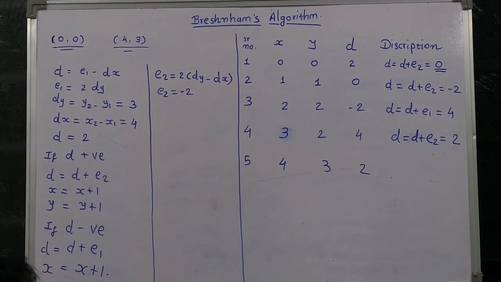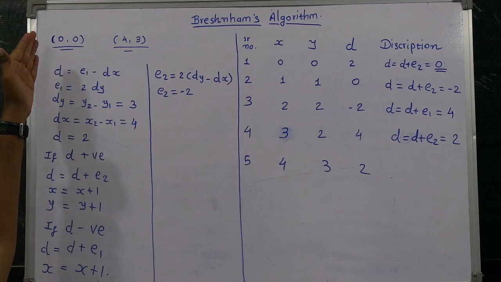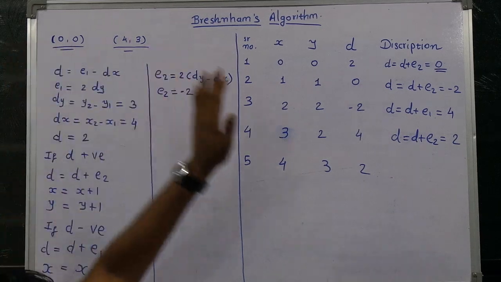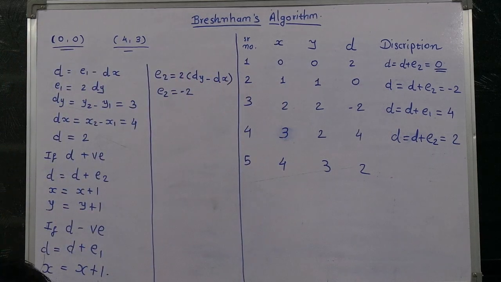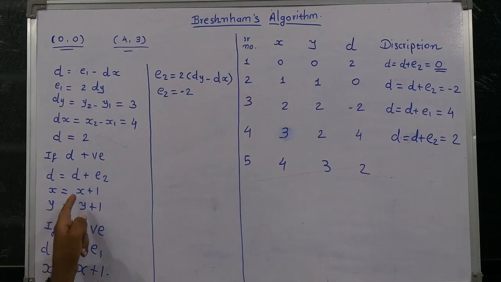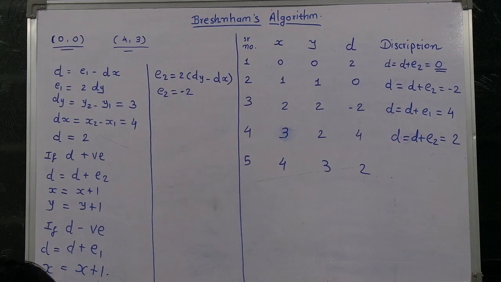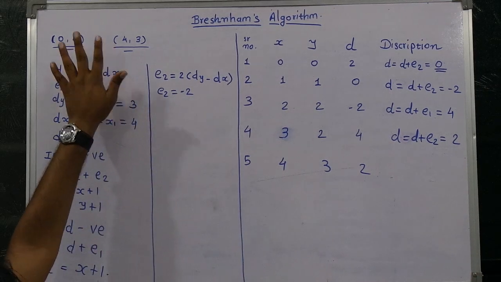Here also the same, x is equal to x minus 1 because it is a decrement in the x direction, and a decrement in the y direction. In the same manner, if there is only a decrement in the x direction but no decrement in the y direction, then x will be x minus 1 but y will be y plus 1. So it depends upon the endpoints' values.